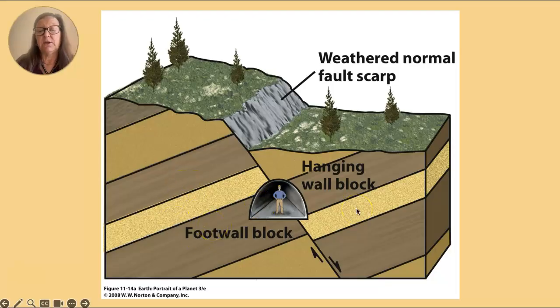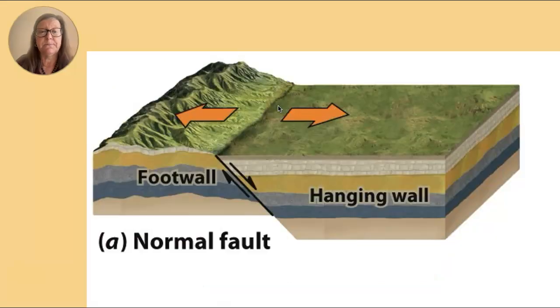You can either figure this out by looking at the arrows, if there's arrows on a diagram, or by looking at the rocks themselves and seeing which side went down relative to the other. Another thing shown here is a fault scarp, which is the surface expression of a fault if the fault happens to rupture at the surface. So for dip-slip faults, we have 2 kinds. One, the hanging wall goes down relative to the footwall, and the other one, the hanging wall goes up relative to the footwall. So here is what we call a normal fault.